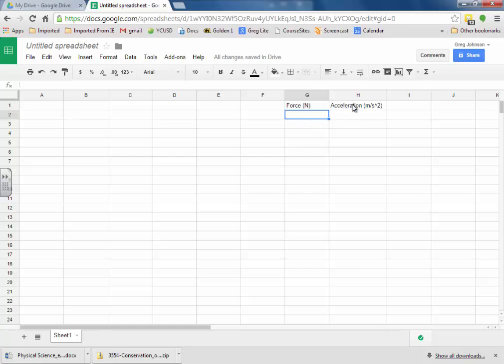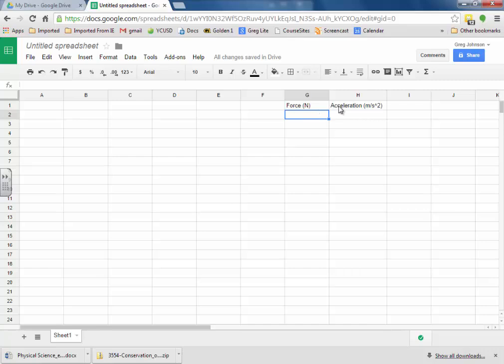You notice I put the units in here. The values we're going to have in these columns can't have units in them. They're just numbers. You can't do operations and calculations based on anything that has text in it. So you can't do calculations based on these two text boxes. And if you put units in with your numbers, it's not going to work.